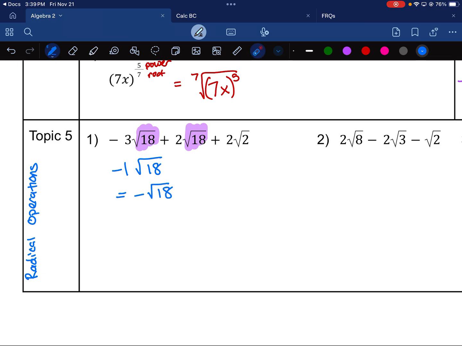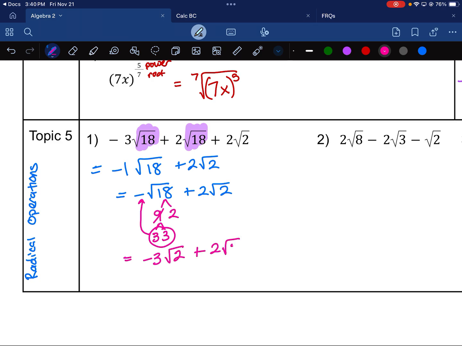That 2 radical 2 didn't have anything to combine with, so it's going to come along for the ride. So 2 plus radical 2, and then plus 2 radical 2. Now that you've combined everything, you're going to look to see, can I simplify my roots? By doing your factor trees. So here, this 18, we know 18 is 9 and 2, and then 9 is 3 times 3. I see a group of 3's right here. They're going to come out and multiply to that -1. So now we have -3 radical 2 plus 2 radical 2.